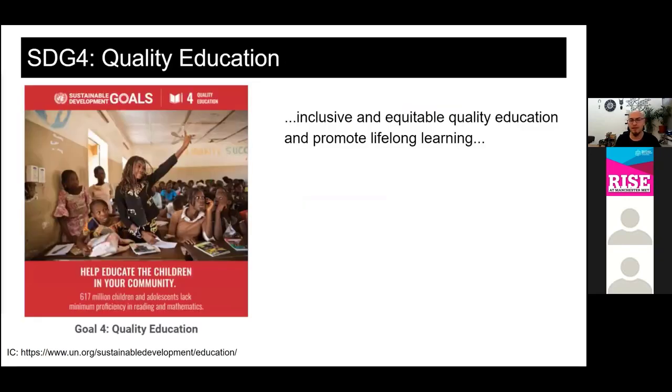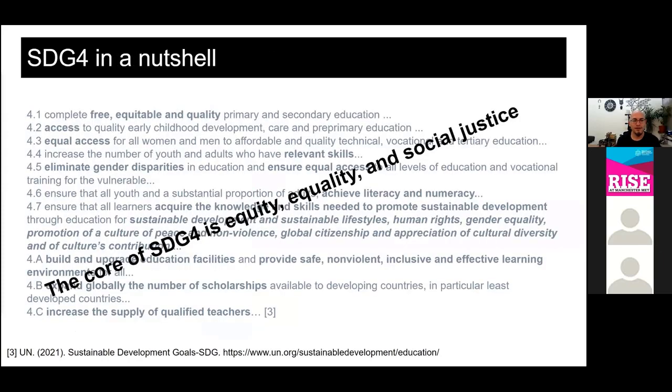SDG 4 is labeled Quality Education, and its goals intend to ensure inclusive and equitable quality education and promote lifelong learning opportunities for all. Okay, don't panic, I won't read all the items on the slide. There are a total of 10 goals dedicated to SDG 4. SDG 4 assumes that learning is inclusive and further promotes non-formal and informal learning as well as formal learning.